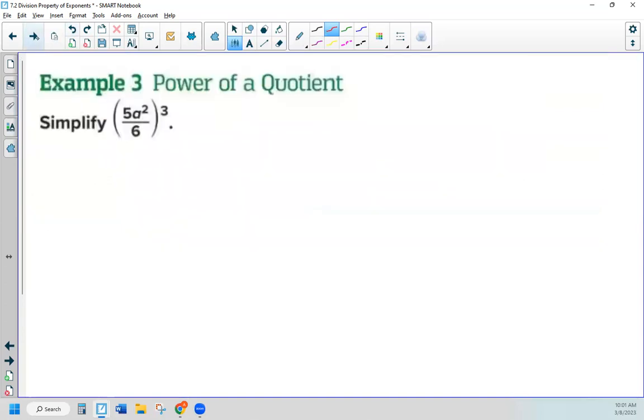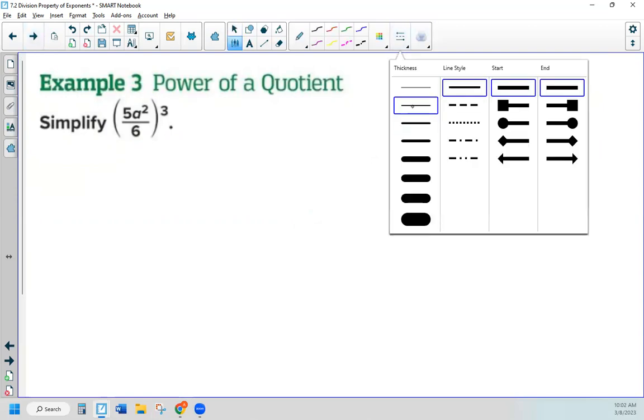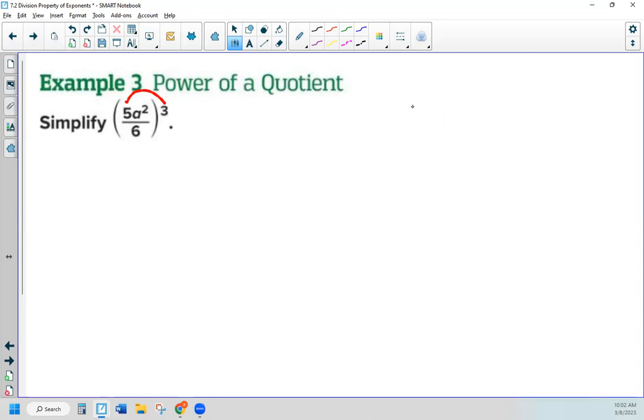For example, example number 3. Look at this one. What do we got? Well, inside there's division, which is called a quotient. The answer to division is a quotient. And then outside we have a power. So this is a power of a quotient. But the most important part of answering this is distributing the 3 to everything that's inside. My smartest students will get the concept, but they forget to distribute the 3 to everything.